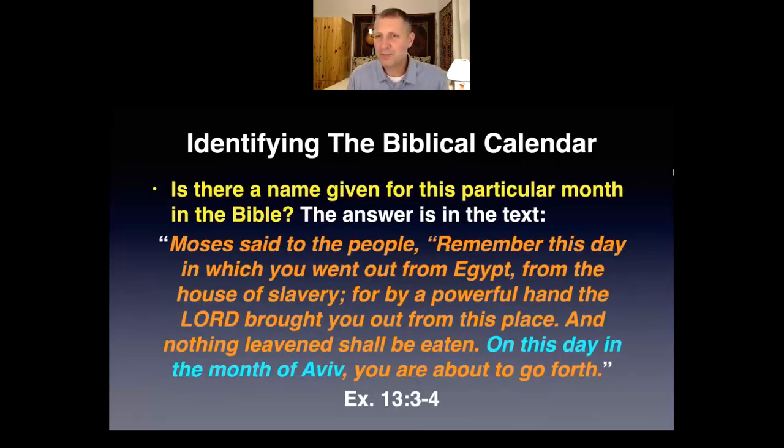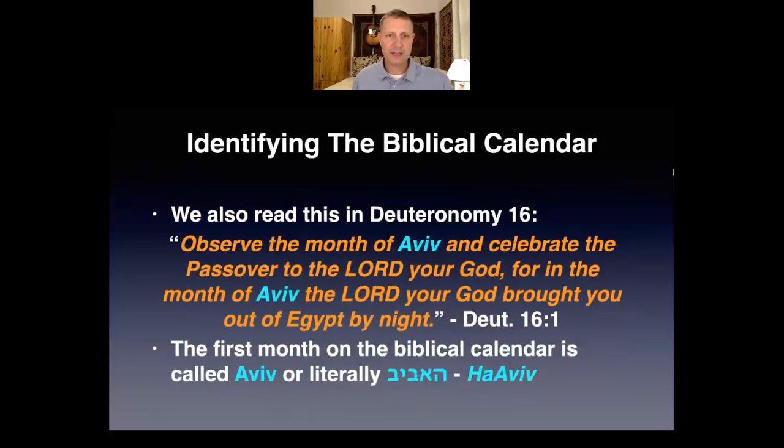Is there a name given for this particular month in the Bible? The answer is actually in the text in the next chapter, in Exodus 13. Moses said to the people, "Remember this day in which you went out from Egypt, from the house of slavery. For by a powerful hand the Lord brought you out from this place, and nothing leavened shall be eaten. On this day in the month of Aviv, you are about to go forth." Again, we also read in Deuteronomy 16, verse 1, "Observe the month of Aviv and celebrate the Passover to the Lord your God. For in the month of Aviv, the Lord your God brought you out of Egypt by night."